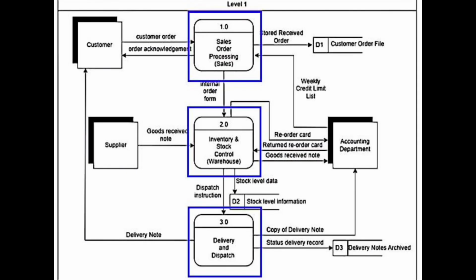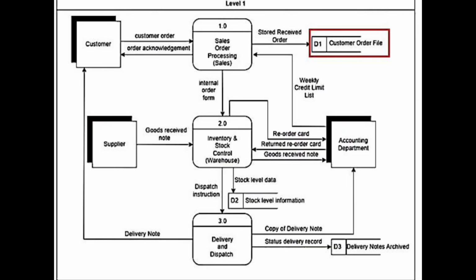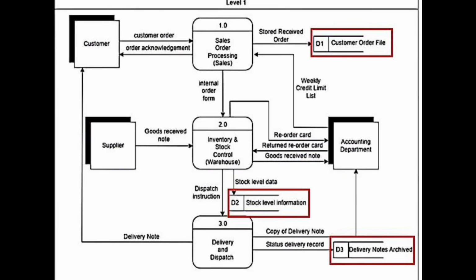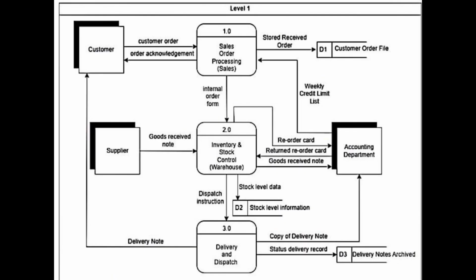There are also three data stores, which are the customer order file, the stock level information, and the delivery notes archive. So the flow of the system begins when the customer sends a customer order to the sales ordering processing. Upon receiving the order, the sales reviews the customer's details and checks the weekly credit limit list provided by the accounting department. So this step ensures that the orders from the customers who have reached their credit limit are properly controlled. If the order is acceptable, sales sends an order acknowledgement back to the customer to confirm that the request has been received and approved.